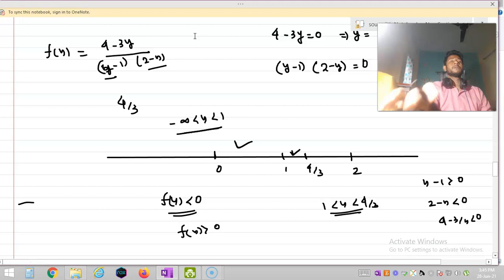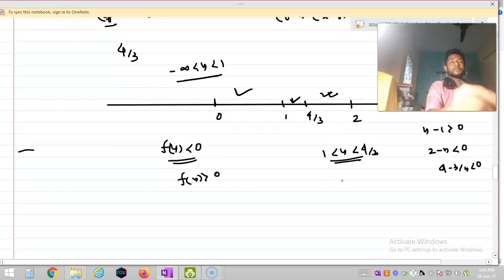Okay, now choose any value of y which lies between 4 by 3 and 2. So 4 by 3 less than y less than 2.